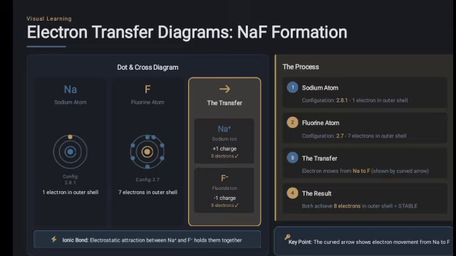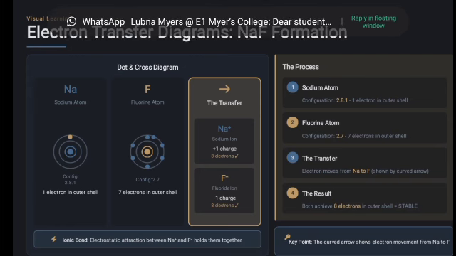So what is the third step? The third step is that the electron moves from sodium to fluorine. Got it? And what will be the result? Both now achieve 8 electrons in their outermost shell. After removing one electron, that shell is removed from sodium, and fluorine gets 8 electrons after gaining it. Is this clear to all of you?